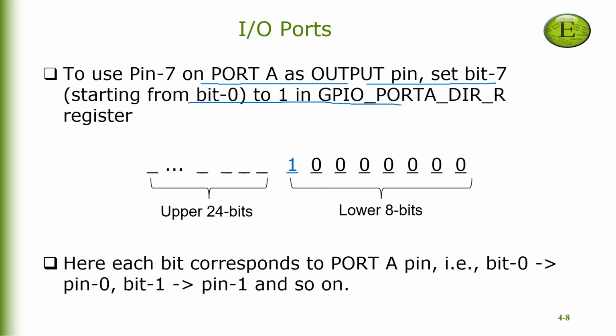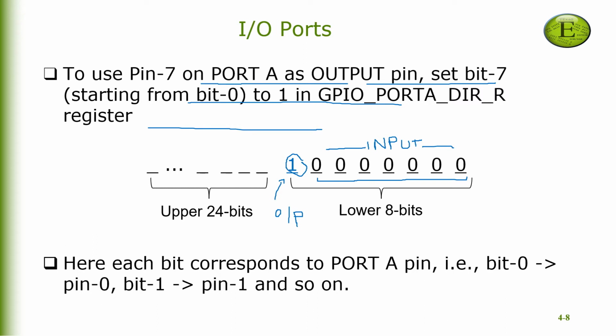So bit number 7 is the 8th bit, this guy. The 8th bit of the direction register will be set equal to 1. In this example, we are setting the first 7 bits, that is bit number 0 through bit number 6, to 0, which means that we are setting the first 7 bits as the input. So the first 7 bits are telling the microcontroller to use port A, first 7 pins as the input pins, and the 8th pin to be used as the output pin.